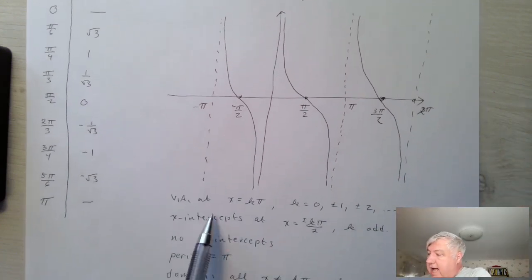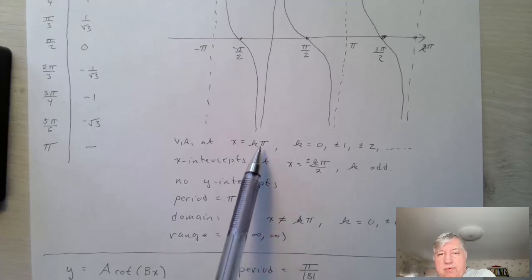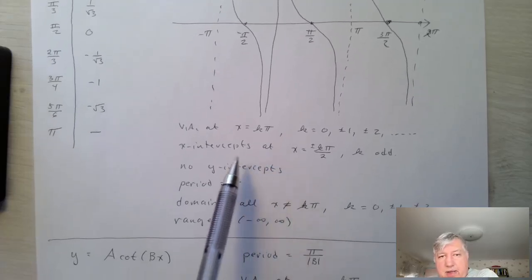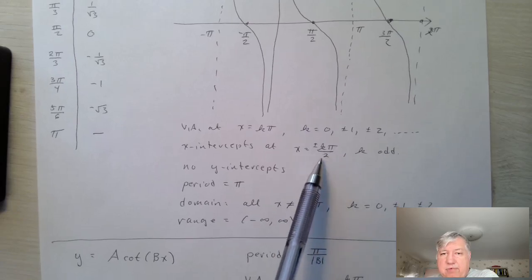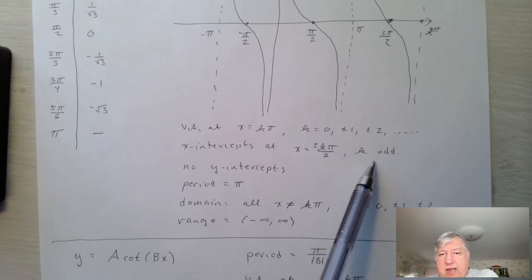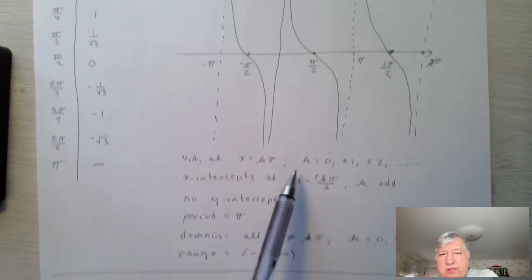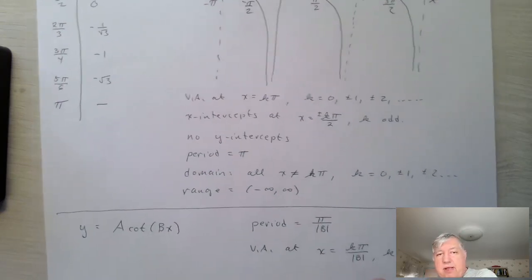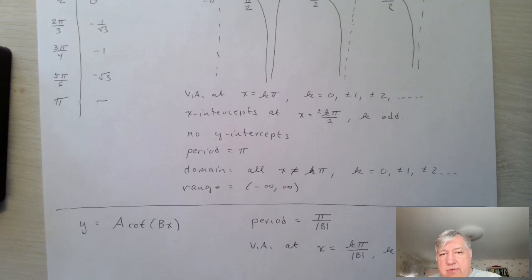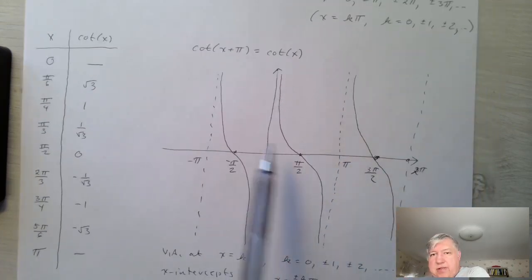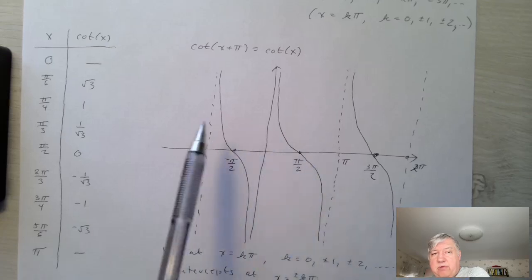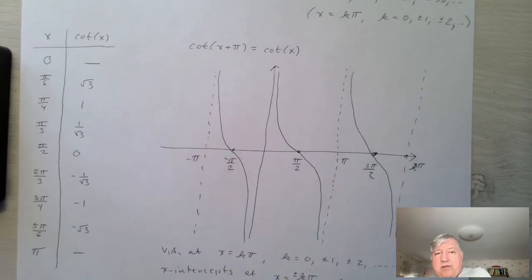So we have the vertical asymptotes at all the multiples of pi, and then the intercepts will be at all the numbers in the form of k pi over 2, where k is odd. And we can see there are no y-intercepts, and the period is pi. The domain will be all x not equal to a multiple of pi, and the range, of course, is negative infinity to infinity, because again, you can take any horizontal line and it will cross this graph at least once.